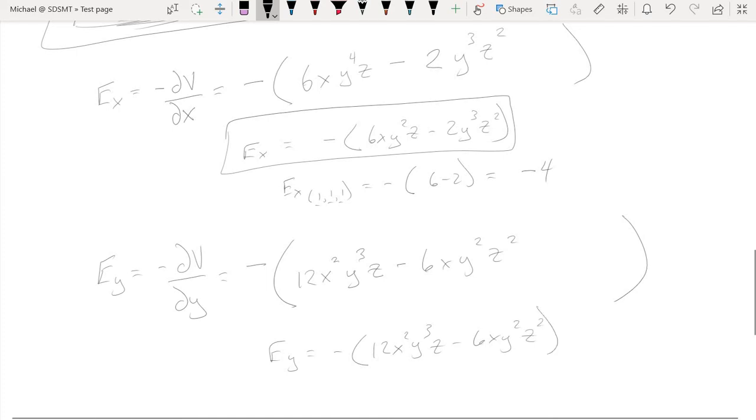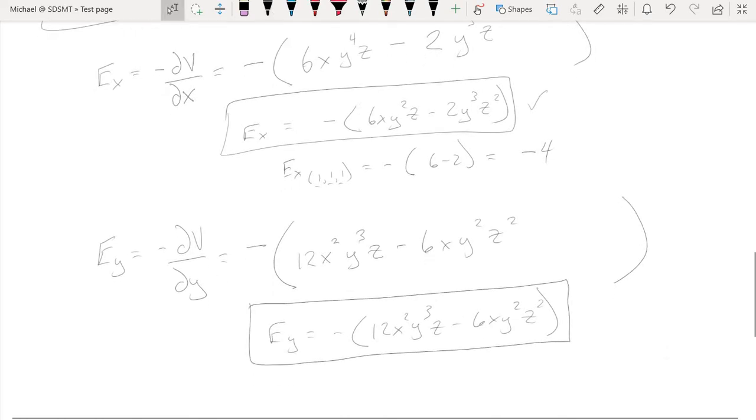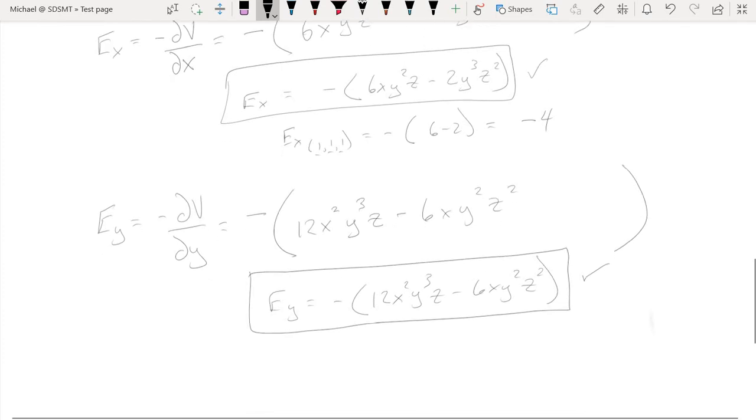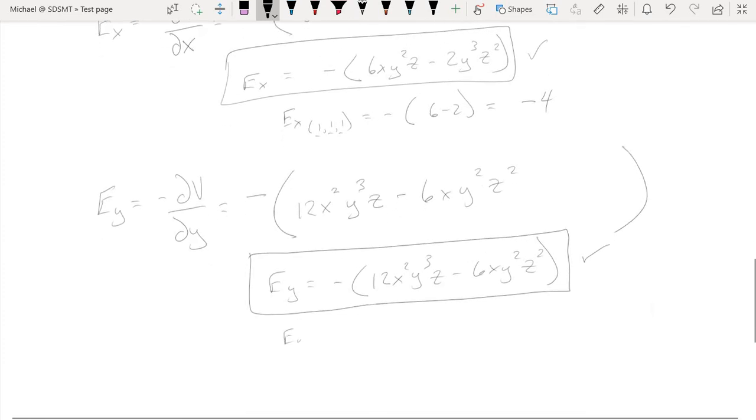And the nice thing about these components is that we're getting functions that describe the component at every point in space. All we have to do is plug in what point in space we want to measure these things at. So since we did this one at 1, 1, 1, we'll find this one at 1, 1, 1. And we get 12 minus 6 or negative 6. If you remember the units for electric field, newtons per coulomb.